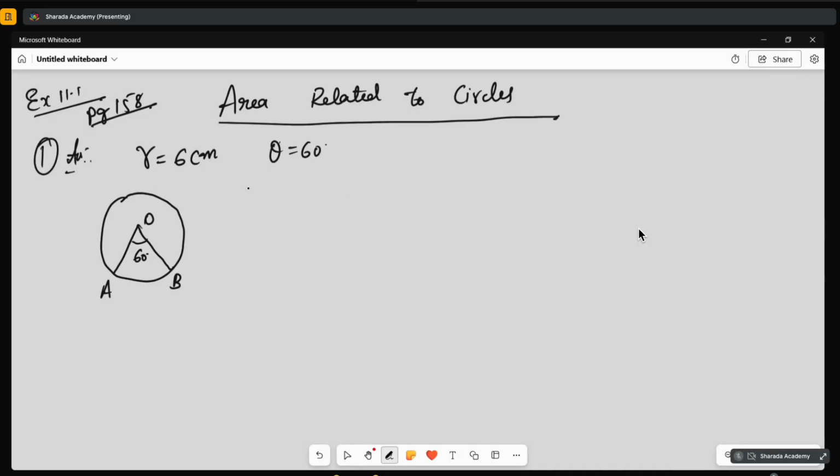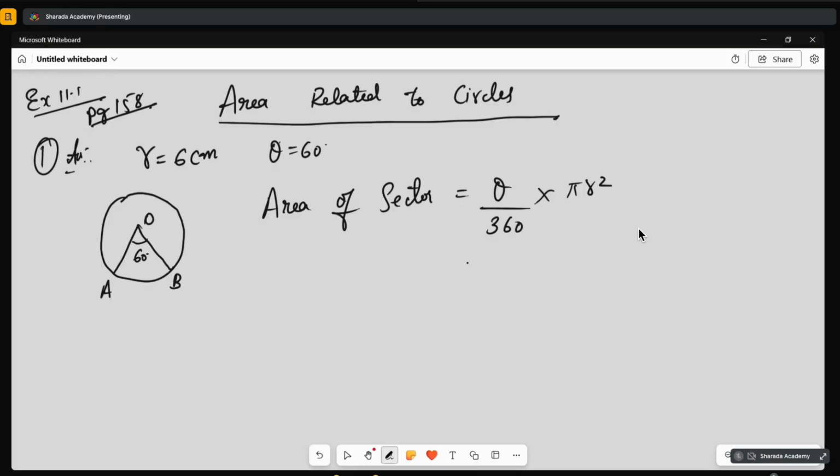Now, what is the area of a sector? We know that area of a sector is equal to theta by 360 into pi r square. How will you know a sector? It will have two radii with one arc. It forms a sector.